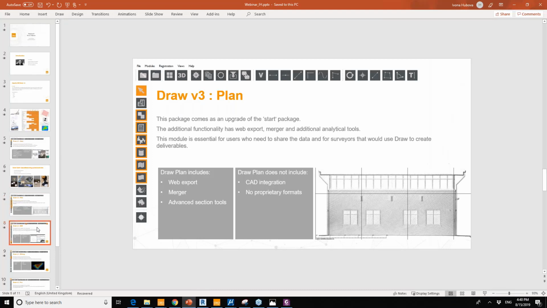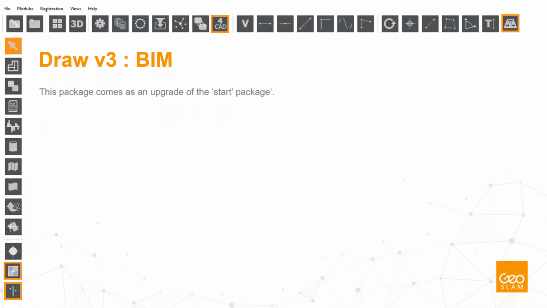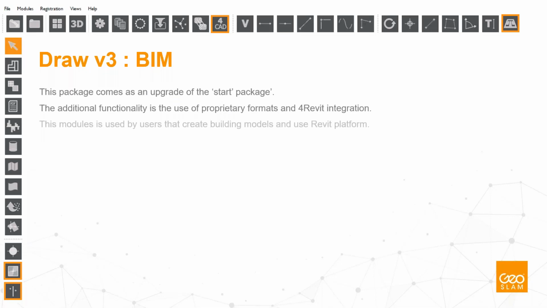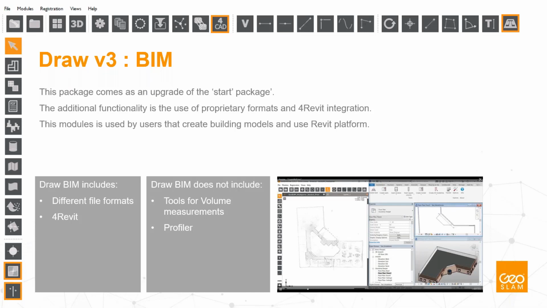Moving to the next package. Another upgrade from Start is Draw BIM. And Draw BIM will allow you to use Revit, where you have a 4-cut plugin, and create easily 3D building models.